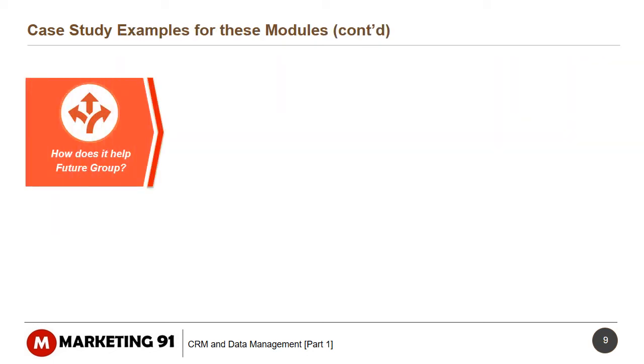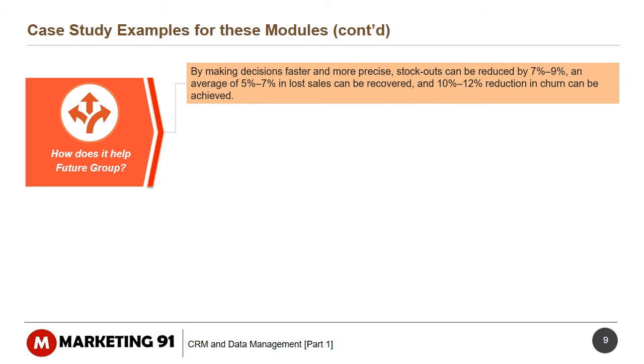How does it help Future Group? By making decisions faster and more precise, stockouts can be reduced by 7 to 9%. An average of 5 to 7% in lost sales can be recovered, and a 10 to 12% reduction in churn can be achieved.